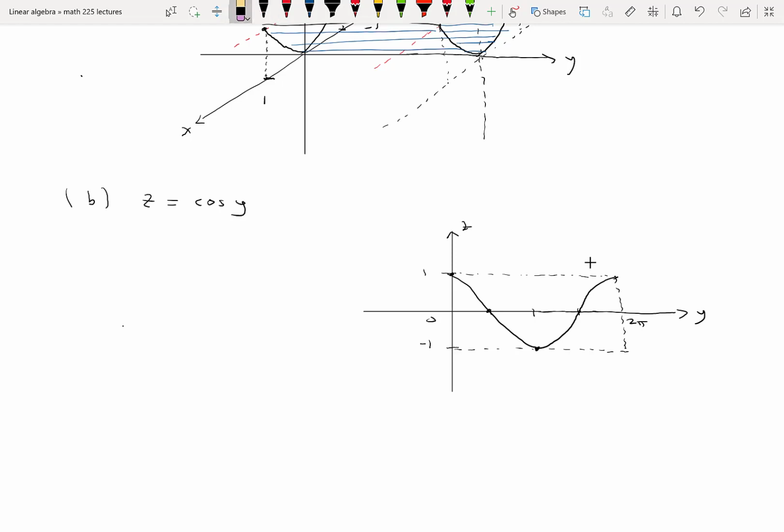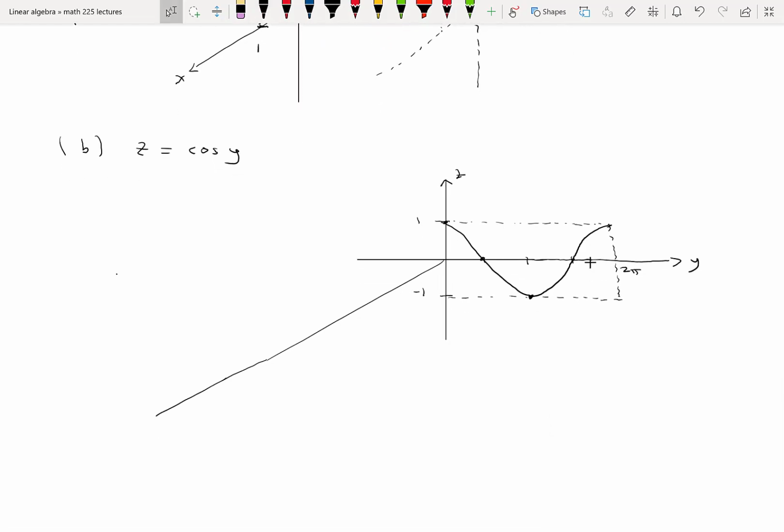Okay, so here's the cosine function for y between 0 and 2 pi. Now let's draw an x-axis in here. Here's a perfectly good x-axis. Make it a little longer maybe. Okay. I'm going to draw a copy of this same graph forward along the x-axis a little ways.